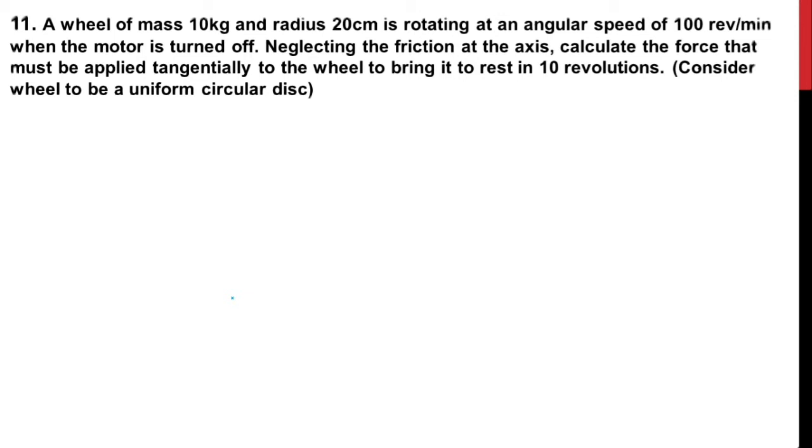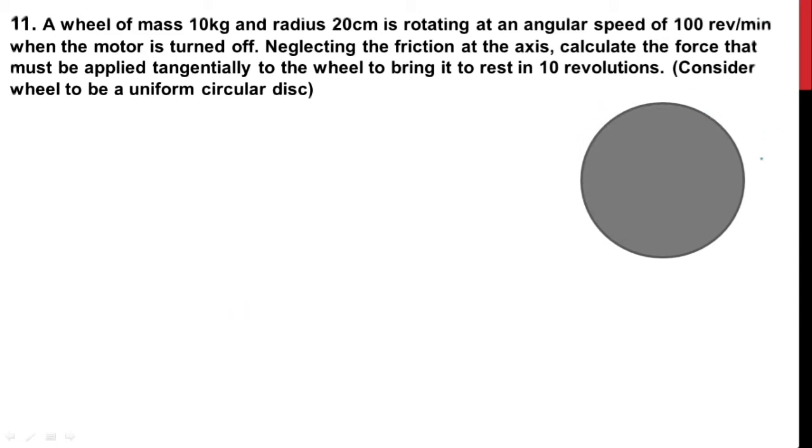It is given there, consider the wheel to be a uniform circular disc. So what is the question talking about? Let's consider a wheel here. Just imagine the wheel is now rotating in this direction, in the anti-clockwise direction. So in order to stop it, in which direction do we have to apply a force actually? In the opposite direction, right?